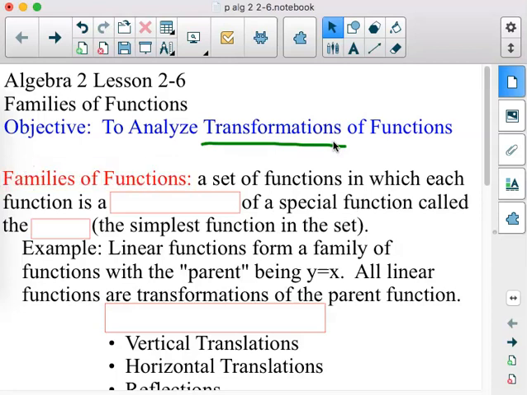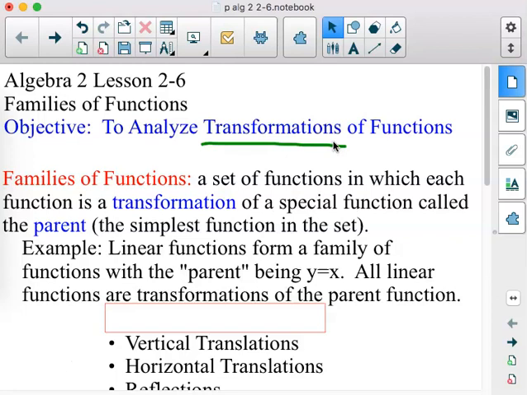So we have families of functions, and that's a set of functions in which each function is just a transformation of a special function called the parent. So lines. Lines are a family of functions. And the most basic one would be the line y equals x. No numbers in there, just y equals x. And if you think about it, you'd say, well, Cedar, there really is a 1 in there. y equals 1x. So it's the simplest function from the set.